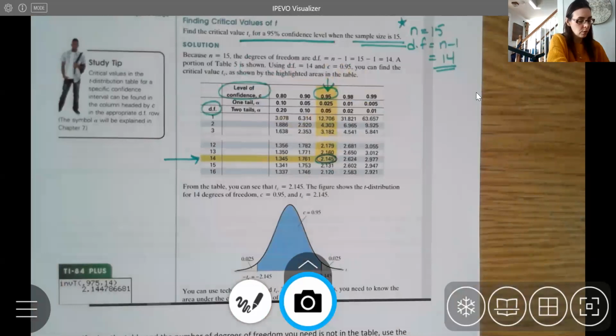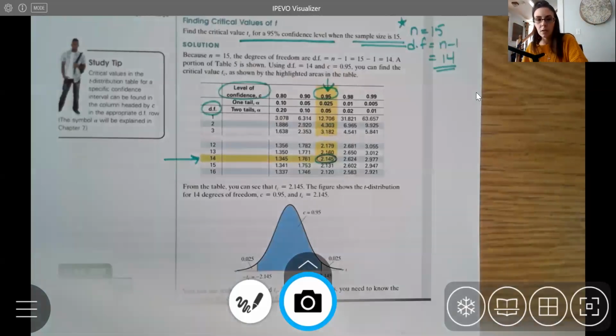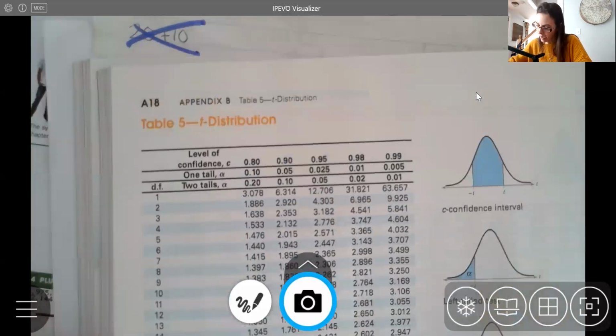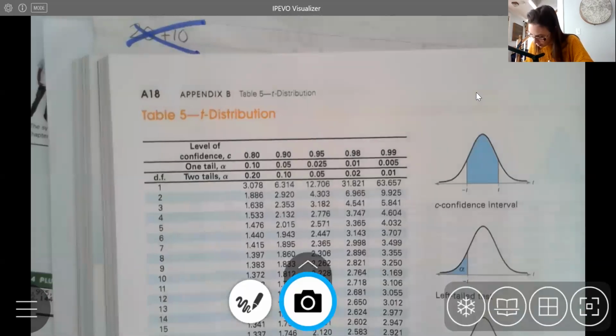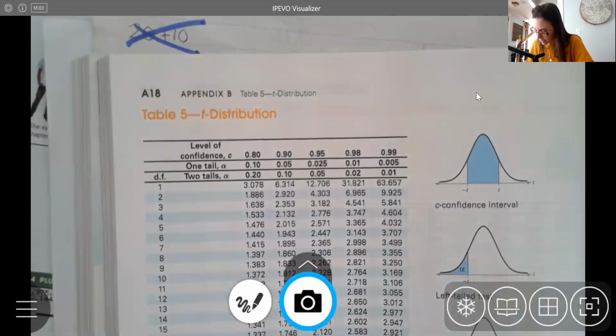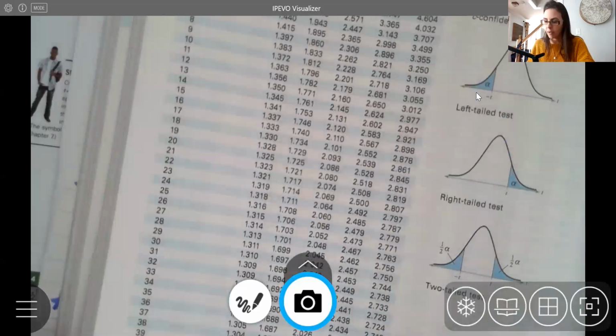So let me go back and just show you that table, the larger version of the table. All right, so here is that table in the back of your book. You can see it has degrees of freedom here, and it goes straight down till 40, and then it jumps to 45, 50, 60, 70, 80, 90, 100, 500, 1,000. So it's not every single value, but it does have a lot of them here.